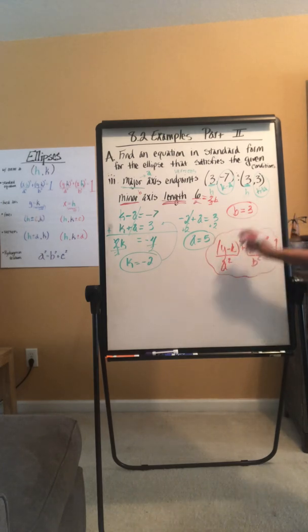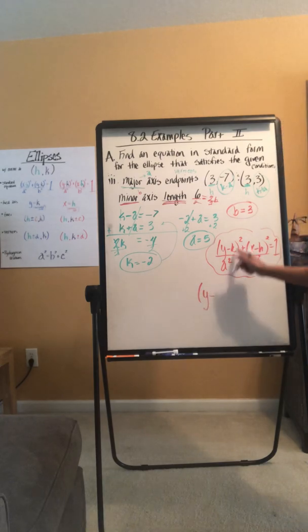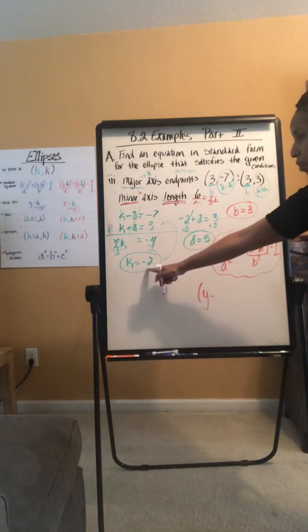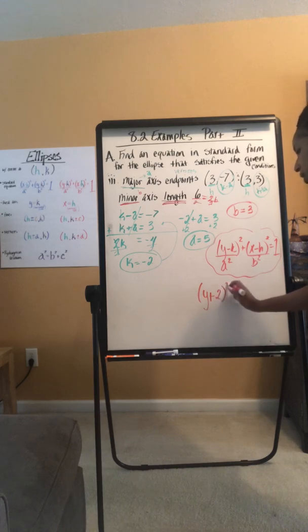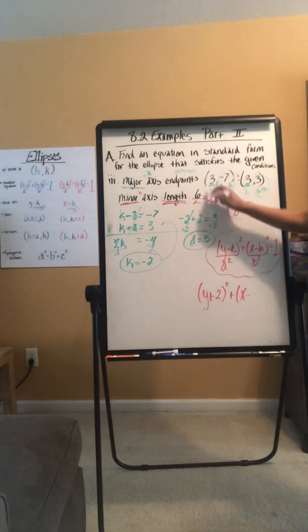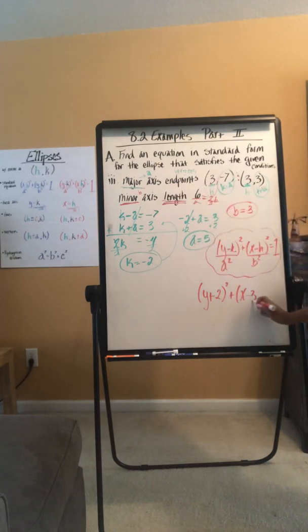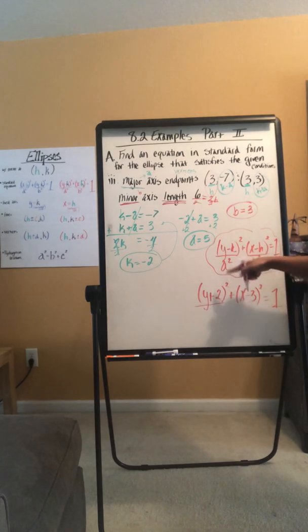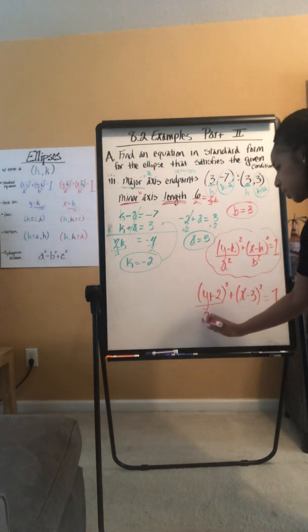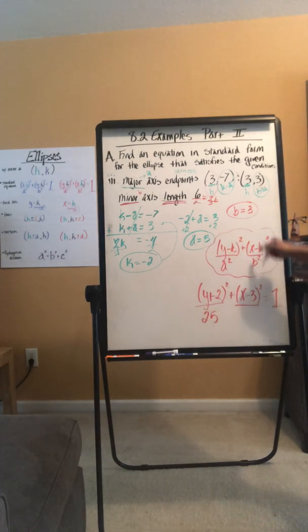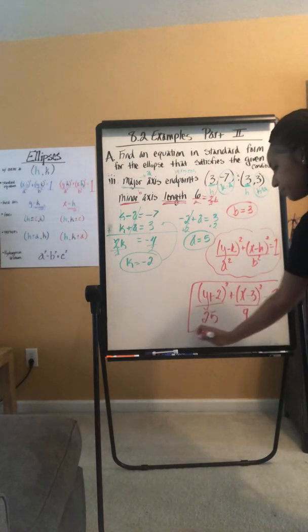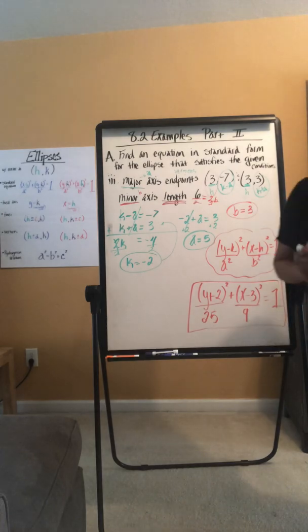And I'll just fill in everything I know. So y minus k, k was -2. When we subtract a negative, that's a +2, squared, plus x minus h. My h from the start was 3, squared, equals 1. And my denominator for the (y plus 2) squared is my a squared. So 5 squared will give me a 25. And down here, my b squared would be a 3 squared. That would be a 9. And that is your answer to A3.